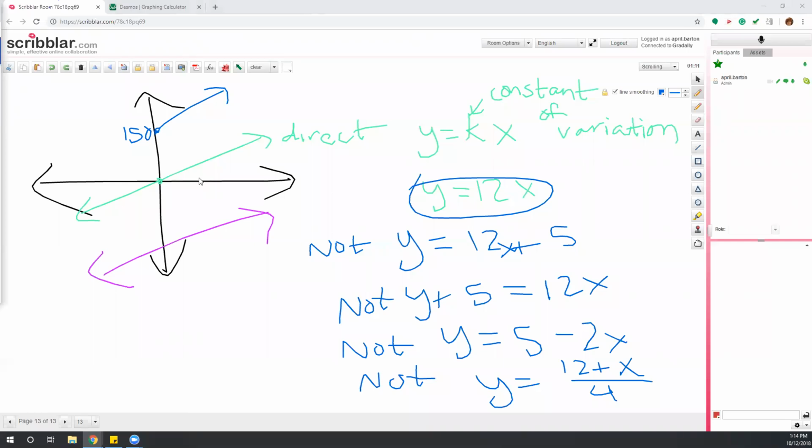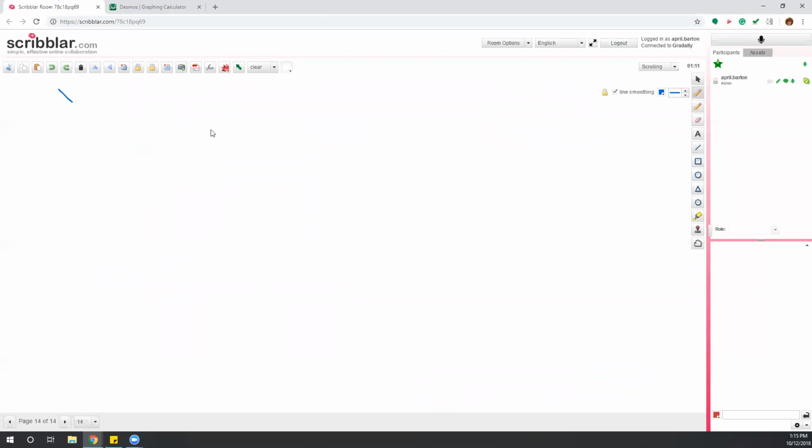It'll ask you to look at a picture and say, is this direct variation or not? And again, that line just always has to go through the center. If it's not through the center, it's not direct variation. And then it will ask you to find the constant of variation. I'm still confused. Okay.